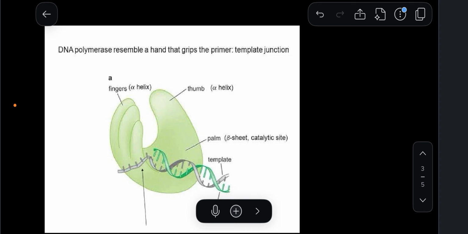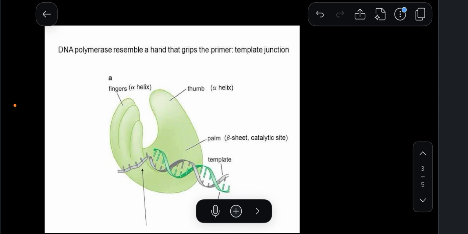Adding multiple nucleotides is what we call processivity. Processivity means how many nucleotides a polymerase can add to the growing nucleotide strand in a minute. So that is called processivity. This thumb domain is very important for binding of the protein to the DNA, the double-stranded DNA. Okay. So next one, fingers.